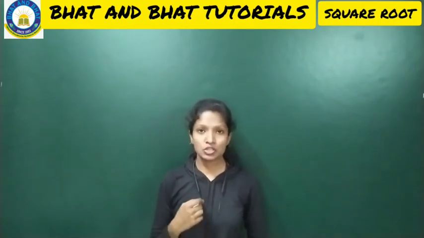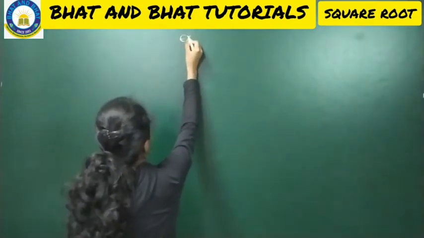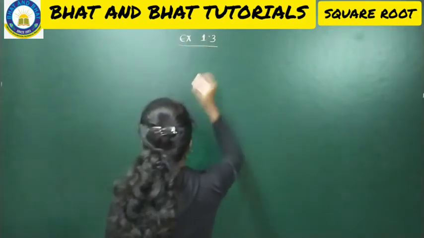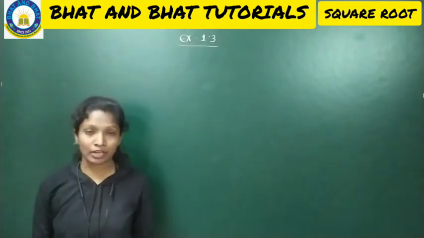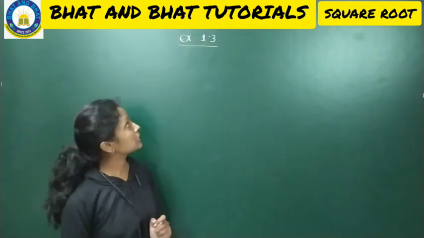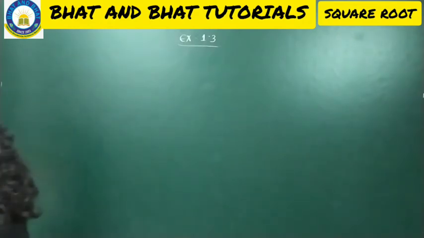In today's session, we'll be solving some of the exercise problems which are there in your syllabus, in the chapter squares and square roots. We'll start the exercise, and this is your exercise 1.3. Till now we have completed exercises 1.1 and 1.2. Now see the questions.